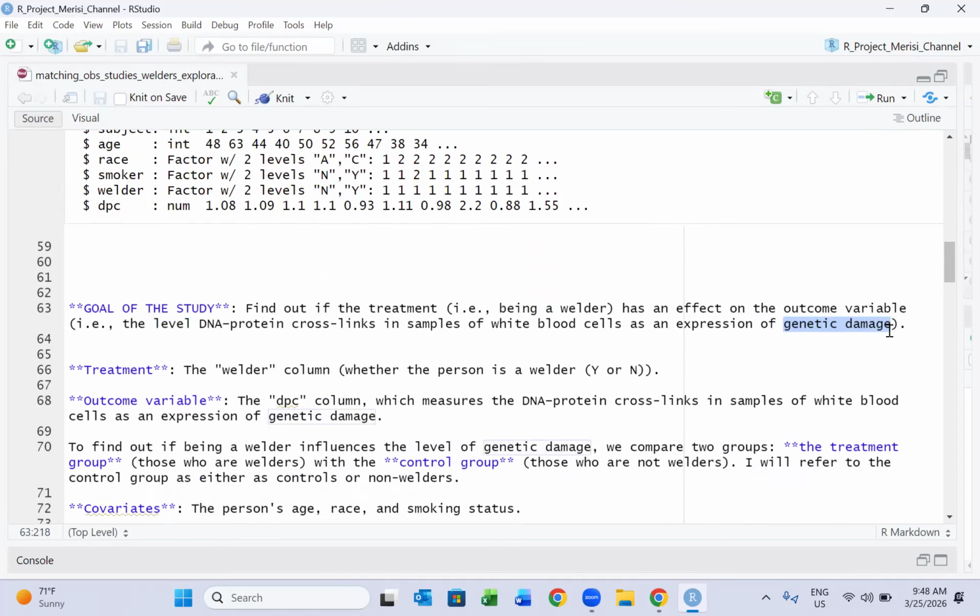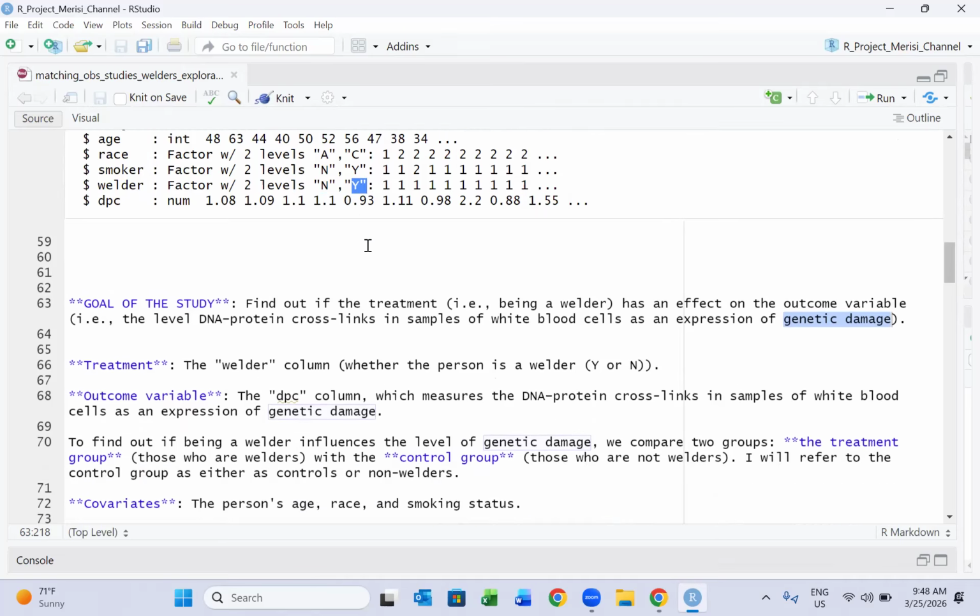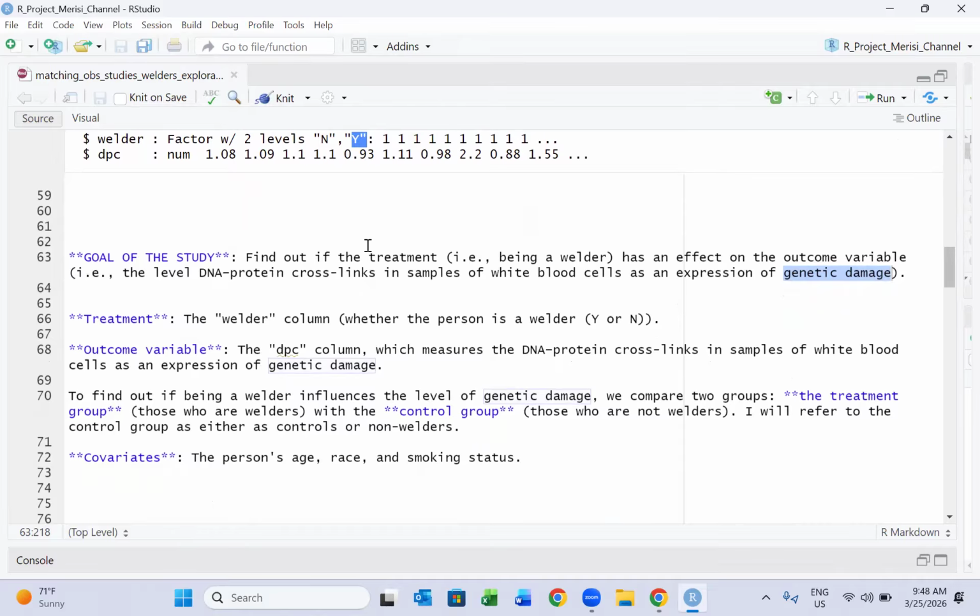Now, let's define a few things. In this study, the treatment is the welder column. This one right here, okay? And it takes two values, no and yes. No means the person is not a welder. Yes means that the person is a welder, okay? Remember that a treatment is just simply the independent variable that we are interested in. So treatment is the independent variable whose influence we want to study on the outcome variable, okay?